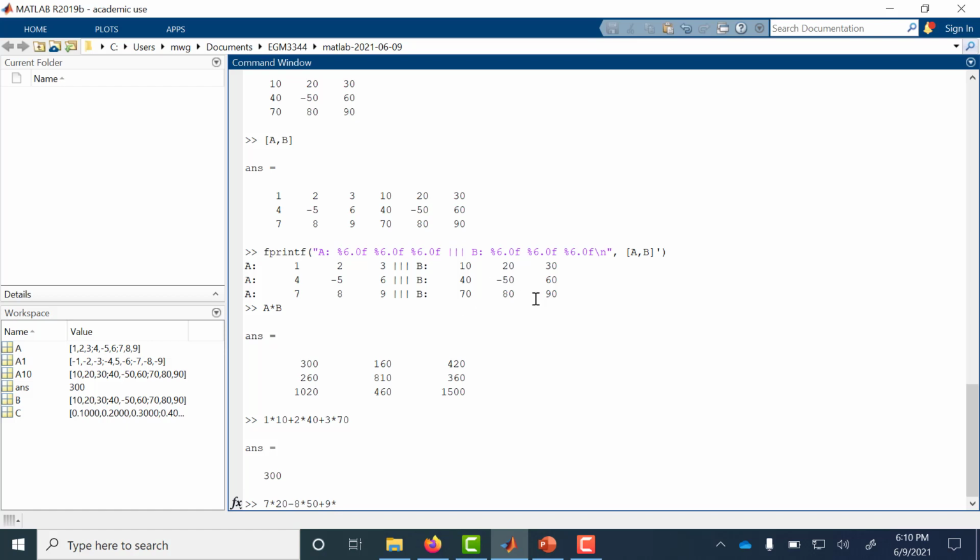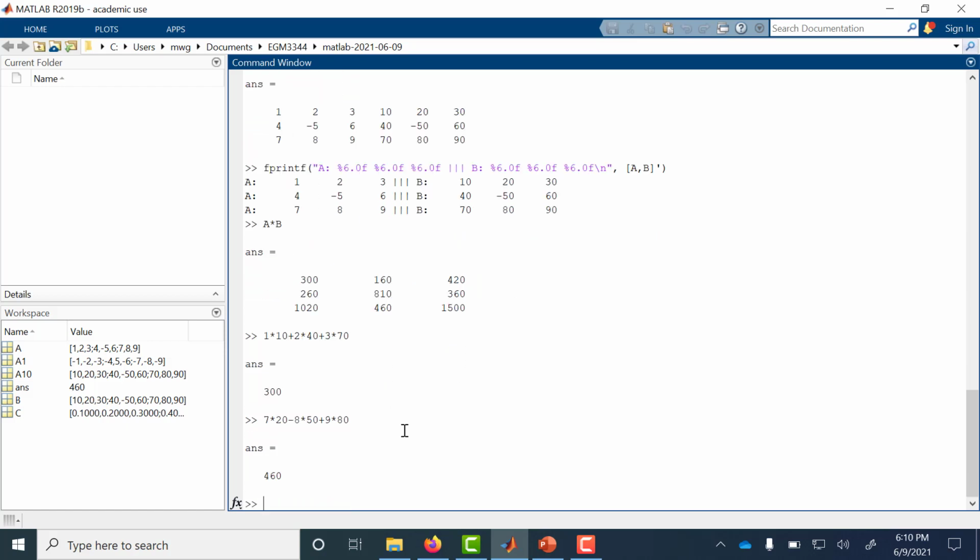times second column 80. Just double check. So I've got 7, 8, 9, 7, 8, 9. And then I have a 20, minus 50, and 80. Yeah, so that's third row, second column. So that should be 460, I think. Let's see. It is. And I think you could go through some of the others if you like to see that, yeah, it does work.